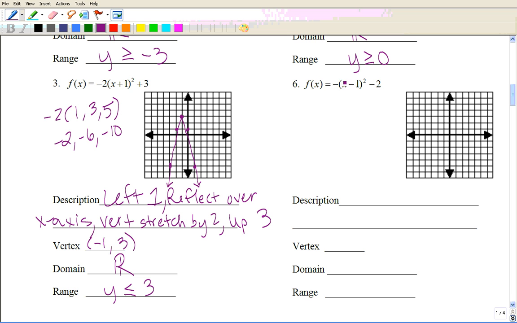And then number 6, we have -x minus 1 squared minus 2. So my vertex parent point is at 0, 0. -1 means to go to the right 1. -2 means to go down 2. My 1, 3, 5 is being multiplied by what's in the front, -1. So we'll have -1, -3, and -5. So I'll go out 1, down 1 on each side. Then out 1, down 1, 2, 3. And then that's as many points as will fit on there.